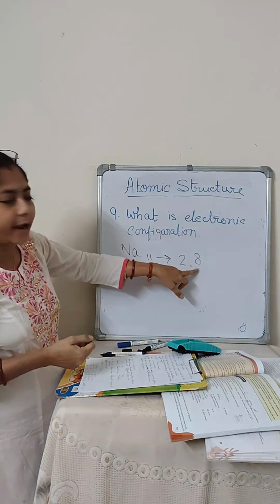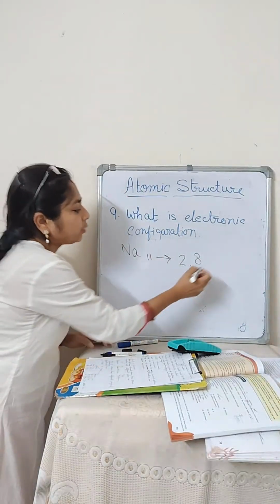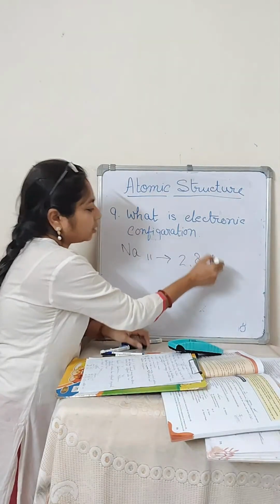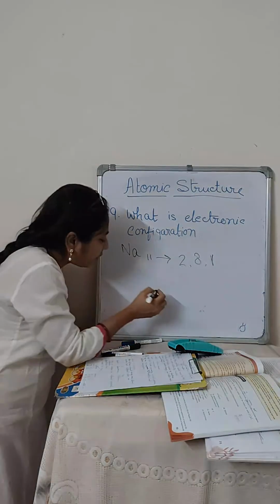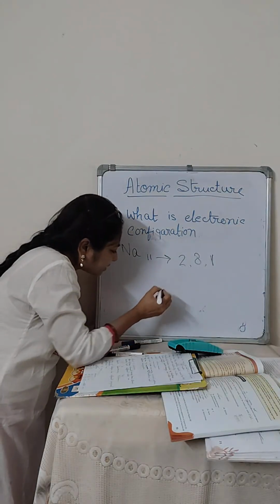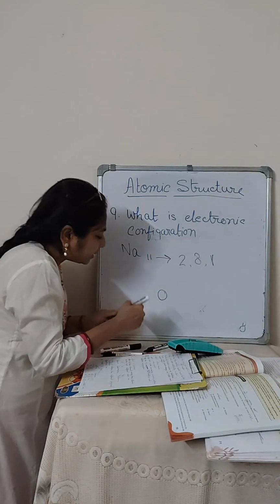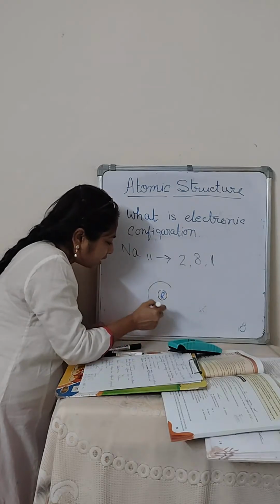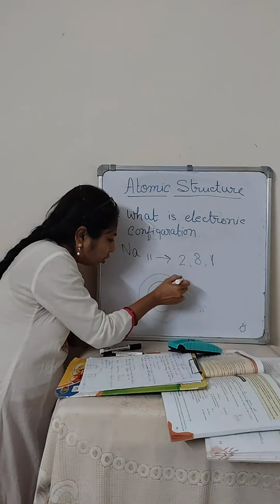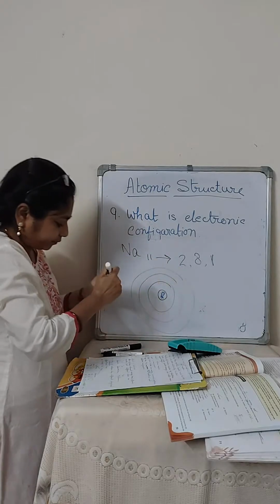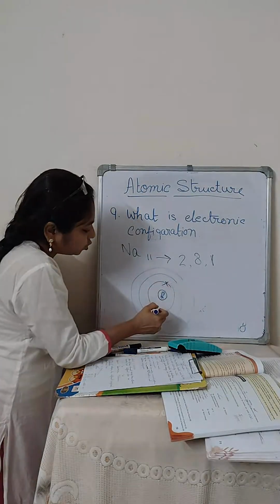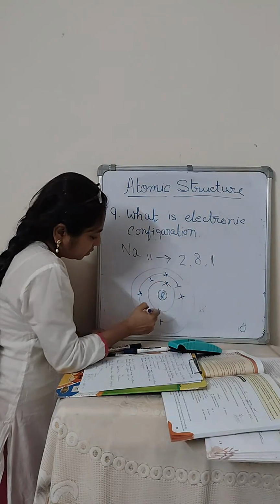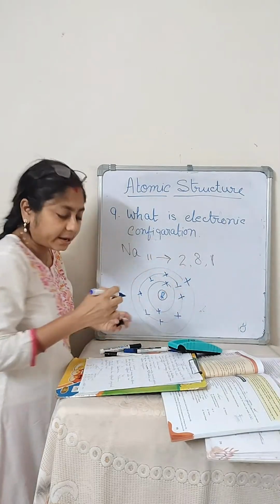So 2, 8 means 10, and one other, 1. So there is 2, 8, 1, total 11. Now I show how it is present. In the center there are the protons and neutrons. And there are shells 1, 2, 3. There are 2 electrons, there are 8 electrons, and there is 1 electron.